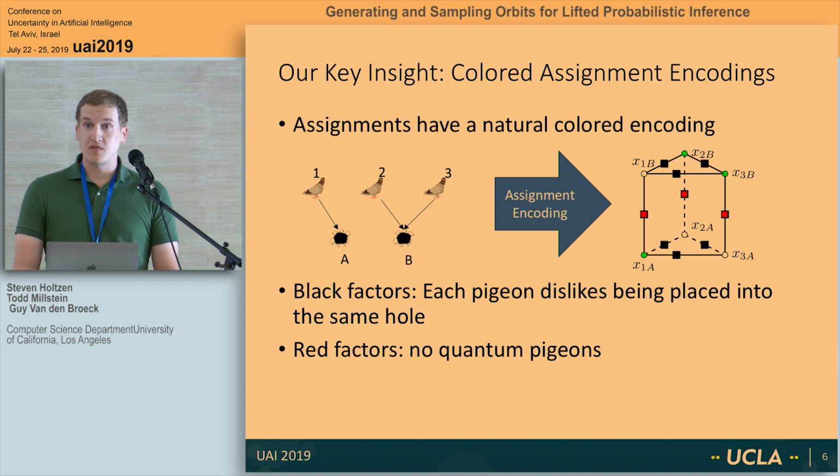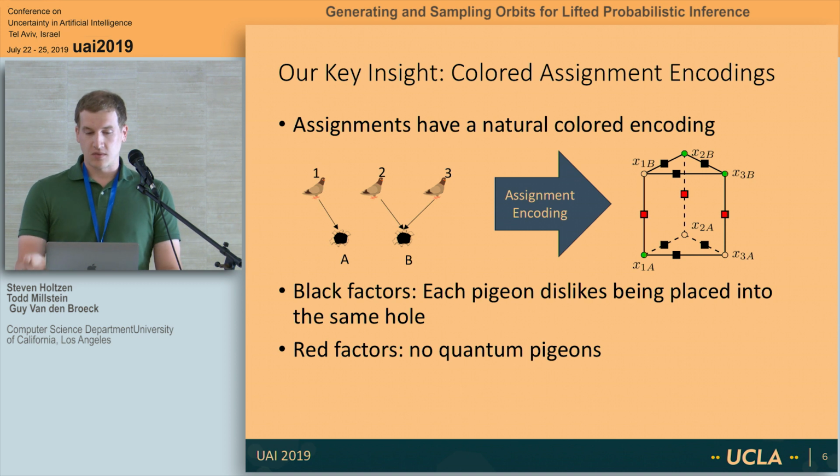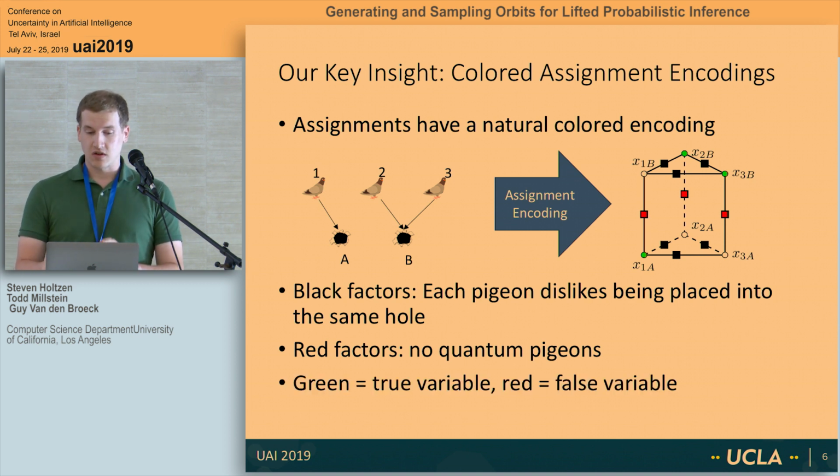And these colors will have an important semantic meaning in this talk. So the black factors are these pairwise constraints between the pigeons. And the red factors are the no quantum pigeons constraints. You can't have one pigeon in 2 places at the same time. And these symmetries have been exploited in some existing approximate lifted inference algorithms. So this is the class of symmetries that lifted MCMC and other related algorithms exploit.